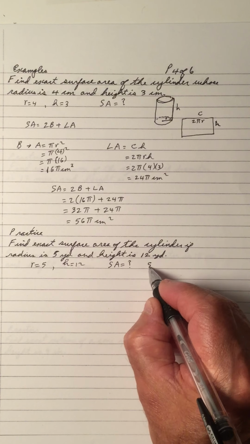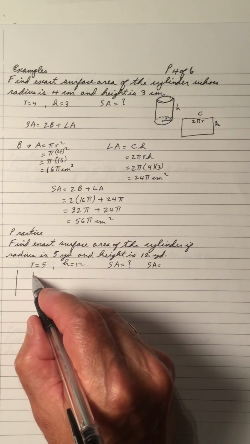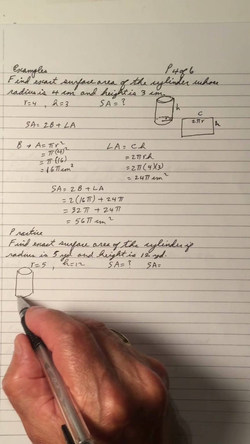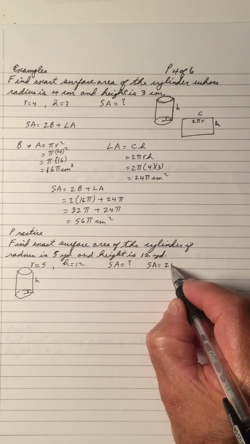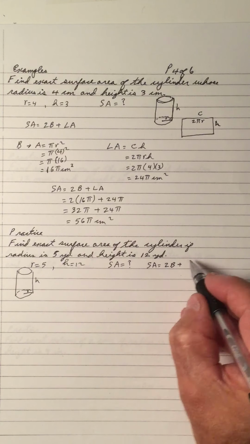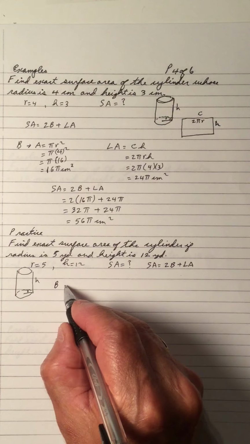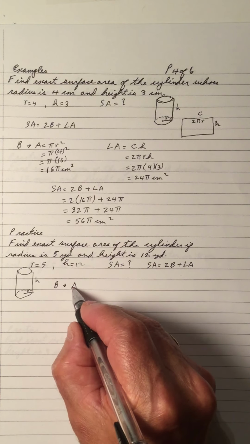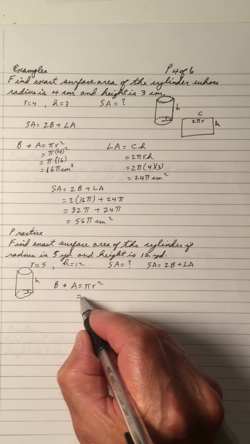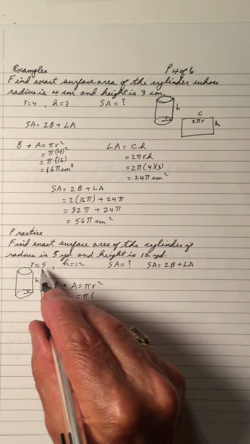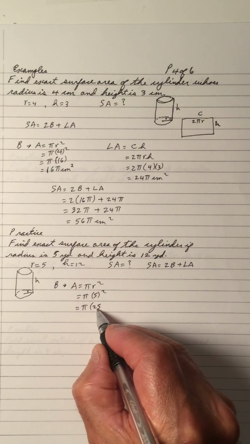Surface area is what we're trying to find. And the surface area of a cylinder is, let's draw the cylinder very quickly. Always keep in mind, we have a height, we have a radius, so it has two base areas, two circles, and it has a lateral area. So let's get the area of one of the bases first. That's the area of the circle. And the circle is pi r squared. And the radius is 5, so it's 5 squared. So 5 squared is 25.